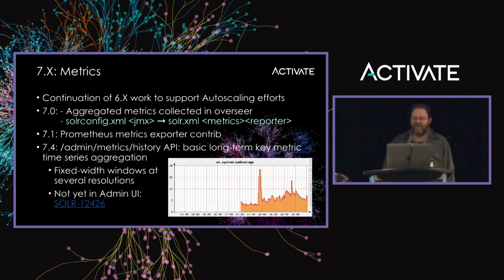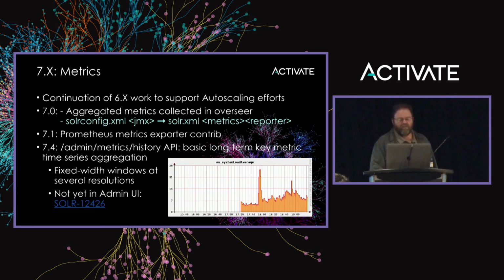First topic, metrics. This is, in 7.x, a continuation of work that was begun in 6.x, principally to support autoscaling. In 7.0, aggregated metrics began to be collected in the overseer. If you want to use JMX, instead of configuring it in solrconfig.xml, you have to configure it in solr.xml under metrics reporter with a Solr JMX reporter. 7.1 added a Prometheus metrics exporter contrib, which can be used from Grafana. And 7.4 added an admin metrics history API, which supports aggregation of basic long-term key metrics.